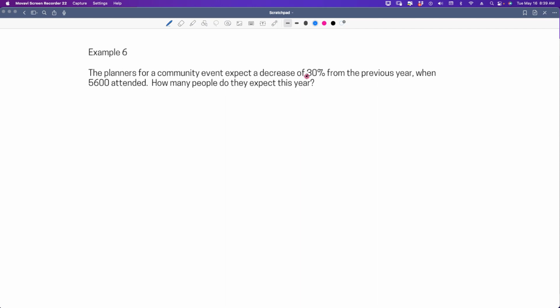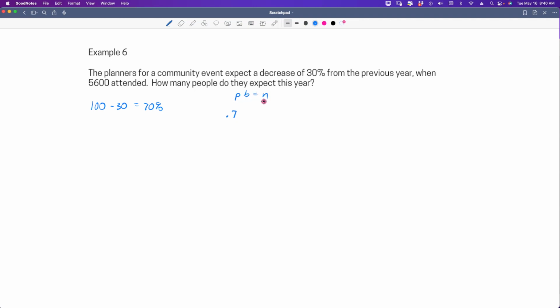If they expect a decrease of 30%, that's 100% of the amount last year, which was 5,600, minus 30%. They only expect 70% of the people to show up. So that is the decimal that we're going to use. We're going to turn this into a decimal, 0.7. This is our percent, and we're going to use P times B equals N for this problem because we were given the percent and the base and not the number.